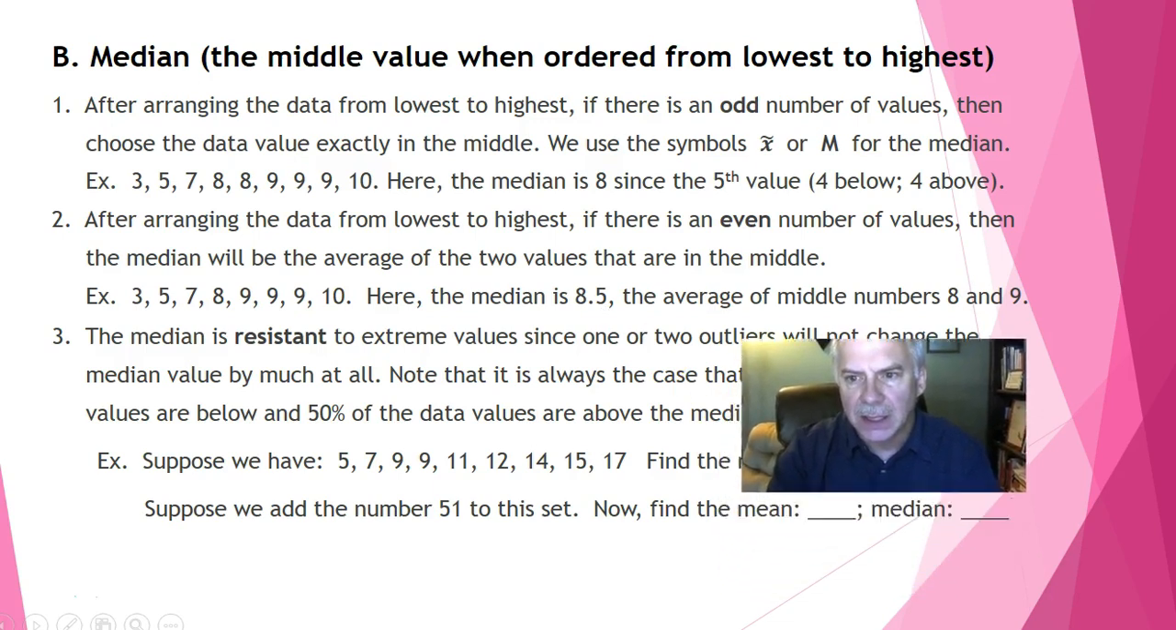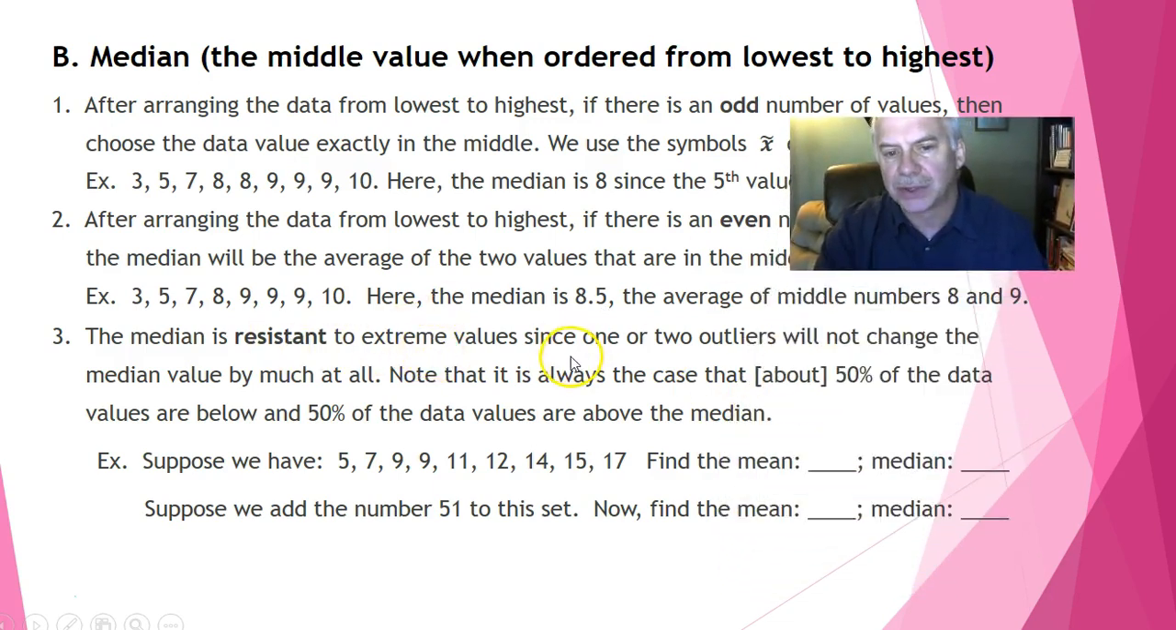Now, the median is resistant to extreme values since 1 or 2 outliers will not change the median value by much at all. Note that it is always the case that about 50% of the data values are below and 50% of the data values are above the median, because the median is the middle value, so it should be about 50% below and above the median.